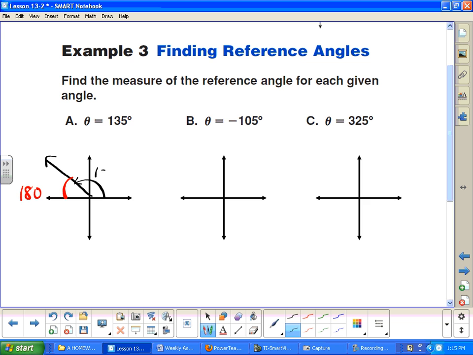Here I've got 135. How far is 135 from 180? So we just need to do some subtraction. 180 minus 135. Okay, and that's 45 degrees. So the reference angle here is 45 degrees. That's how far the angle is from the x-axis.